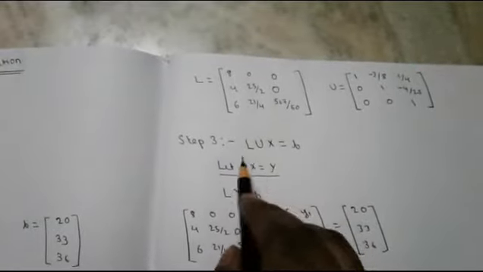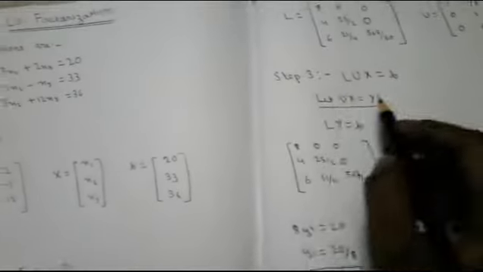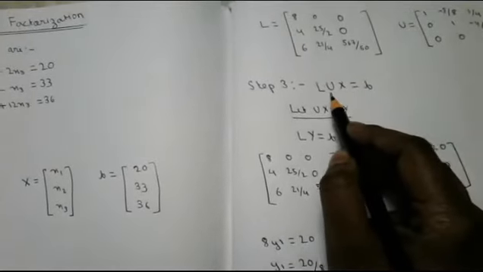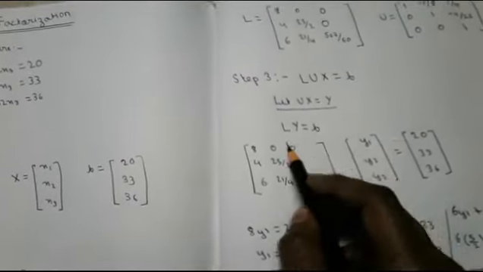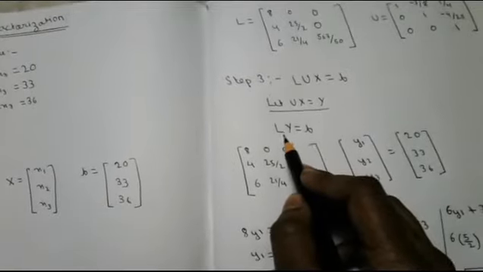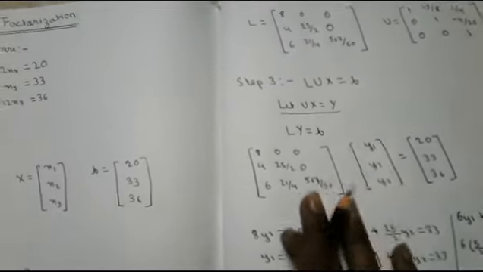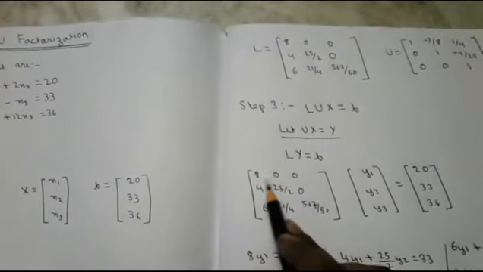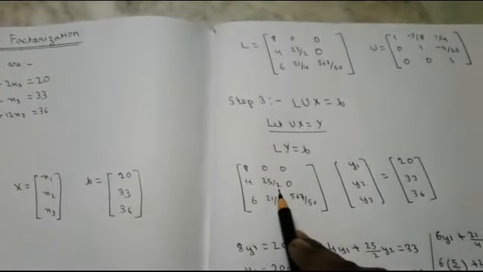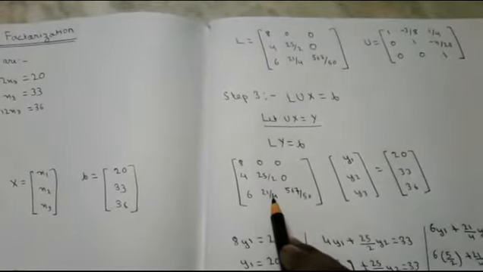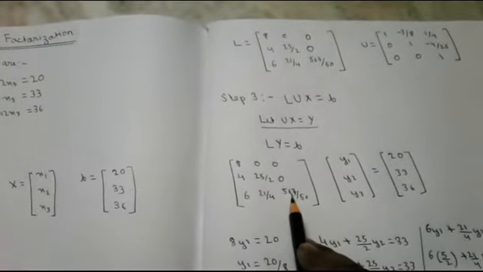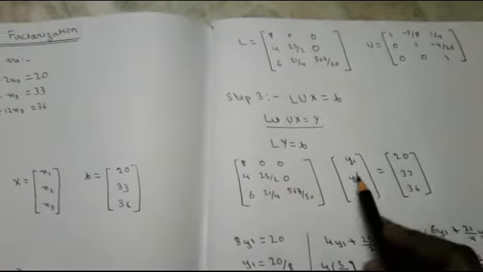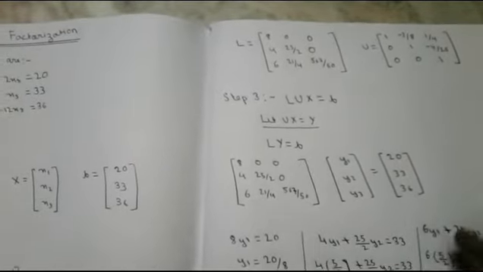In step 3, here we have replaced A with LU. Now what we are doing is replacing Ux with y. So our equation will be Ly = B. We know our L matrix, that is 8 0 0, 4 25/2 0, 6 21/4 567/50. This is our y and B.